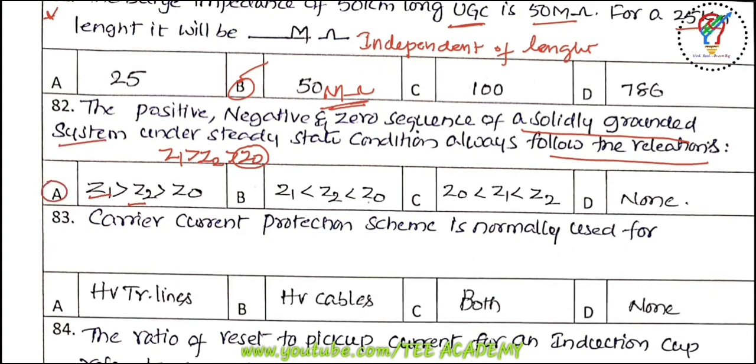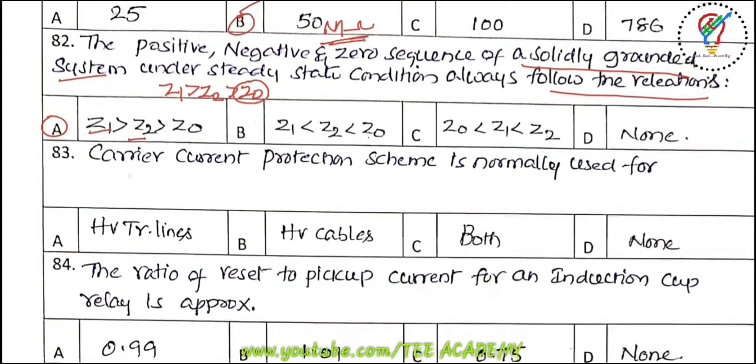Next one, the carrier current protection scheme is normally used for. The options are HV transmission lines, HV cables, both, and none. Okay, so for the 83rd question, it is used for high voltage transmission lines.